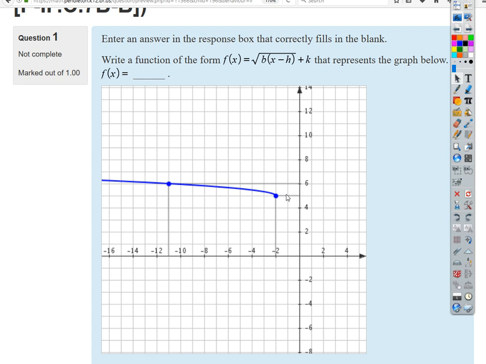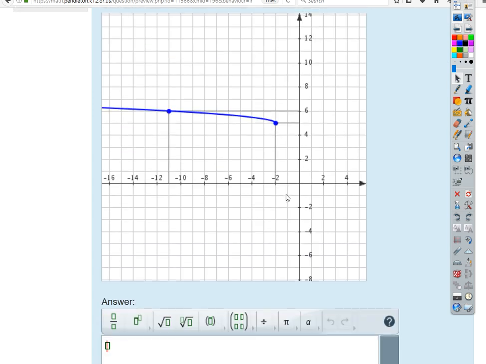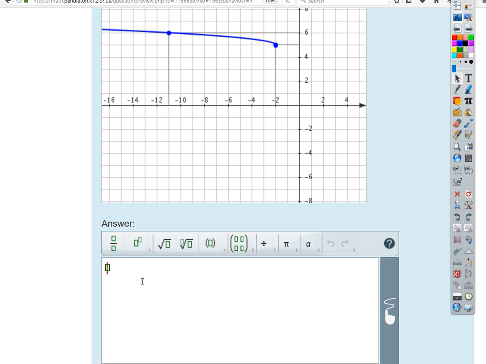So we know those two things. We can put that stuff in right now. Let's just start with a template here. We know that our answer is going to be in the form the square root of b times the quantity x minus h, plus k, and you already told me that k is 5 and h is -2. So what's x minus -2? Plus 2, okay. So all we've got to do is find b.